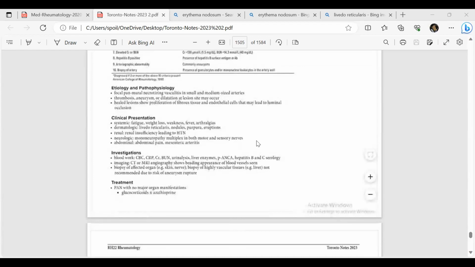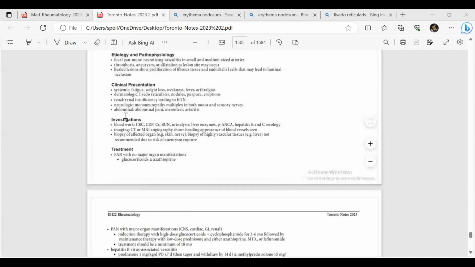Etiology is focal panneural necrotizing vasculitis of small and medium-sized arteries. Thrombosis, aneurysms, or dilation at the lesion site may occur. Healed lesions show proliferation of fibrous tissue and endothelial cells, which can cause luminal occlusion.